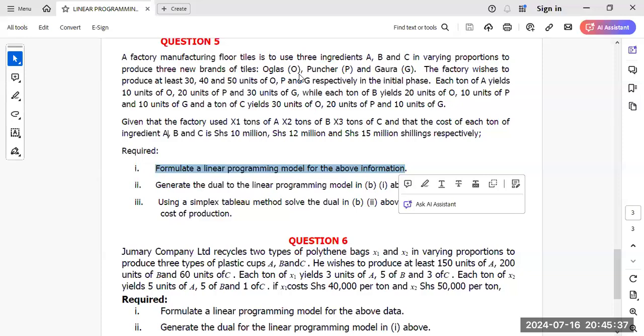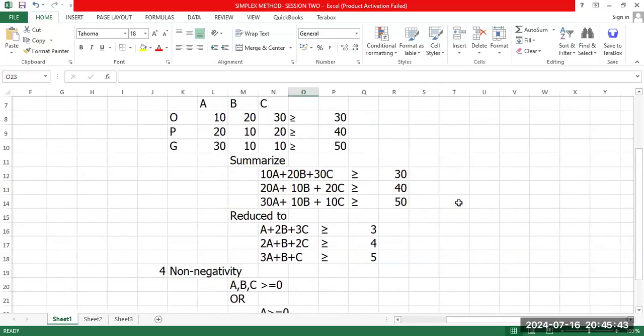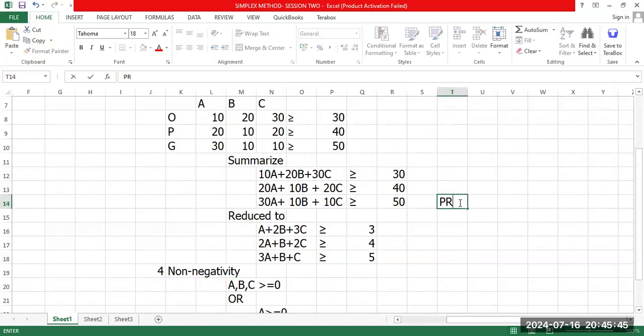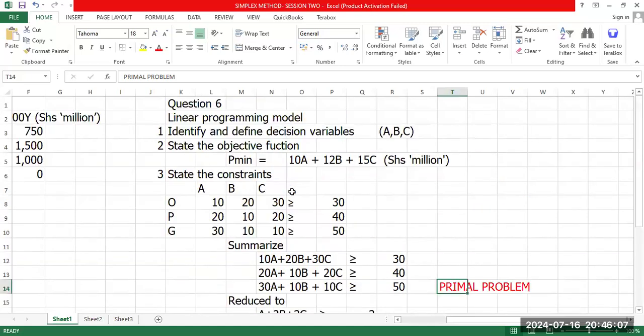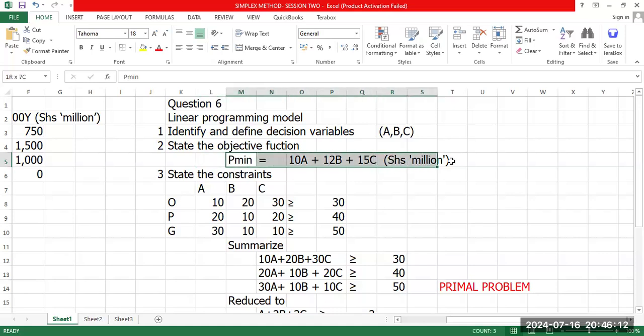And the model you have is called a Primal problem. The original problem is always a Primal problem. Primal problem always indicates the original objective. Here, the original objective is to minimize costs.